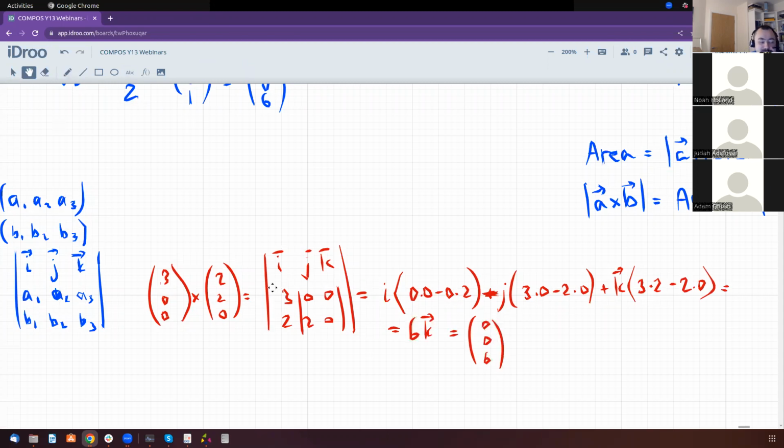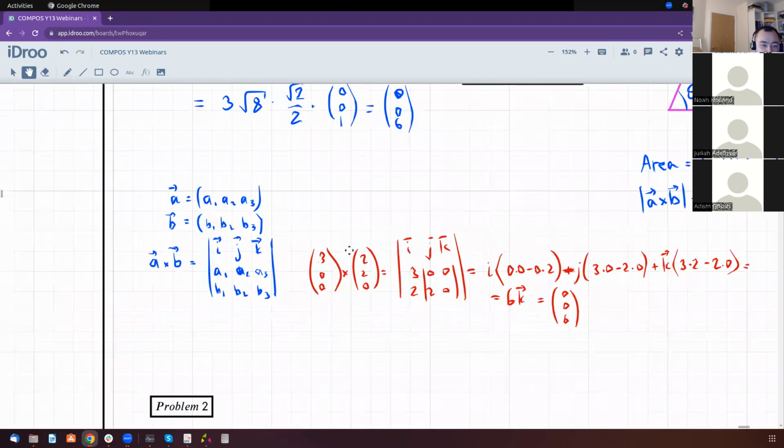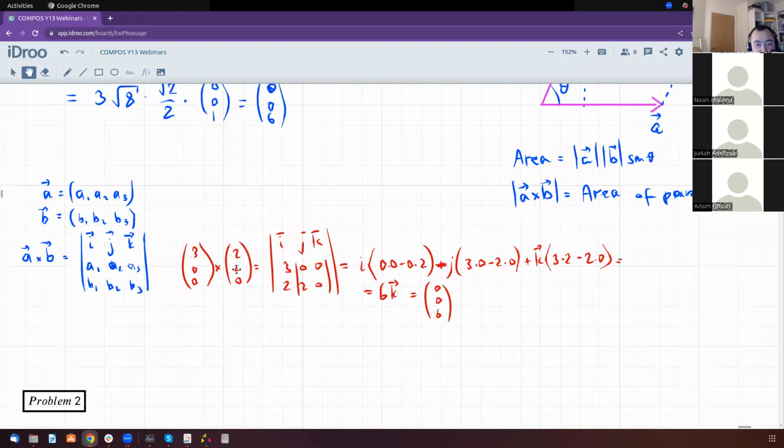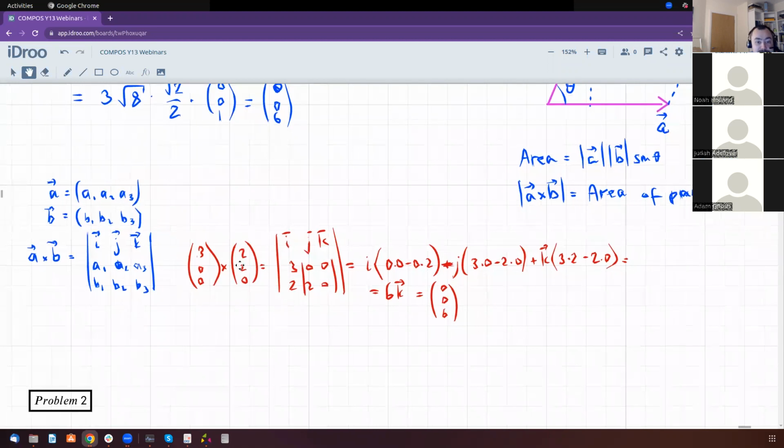This is by far my favorite way of finding the cross product if you know the coordinates. Because if you don't know the coordinates, this is useless. You need to use the first definition. Okay, the modulus and the angle.